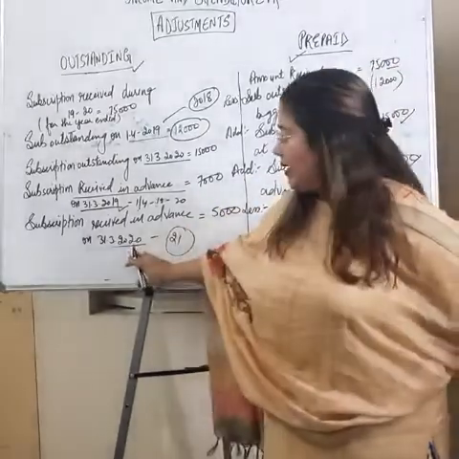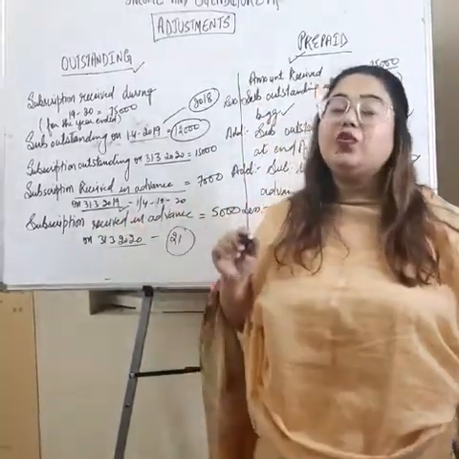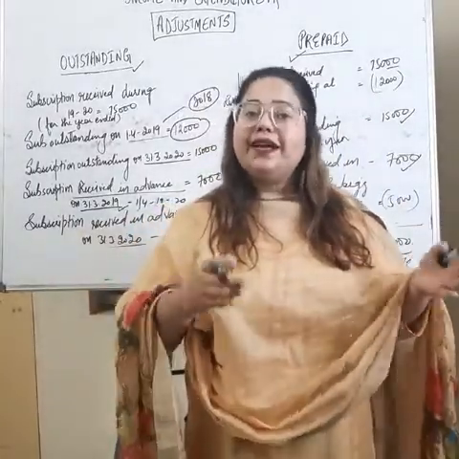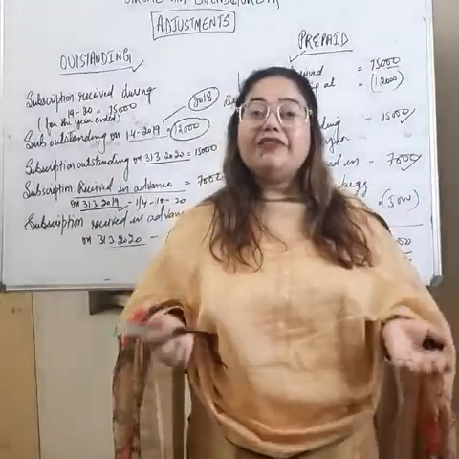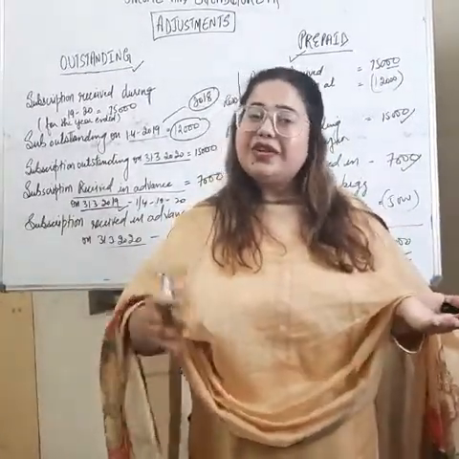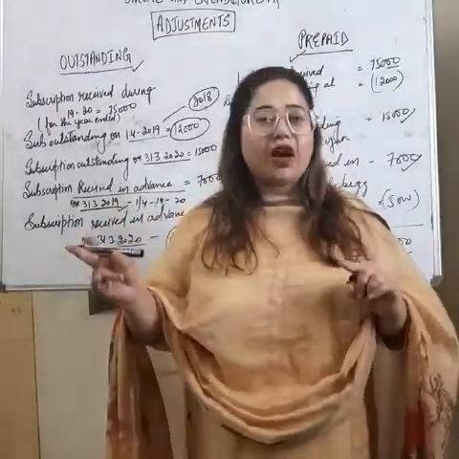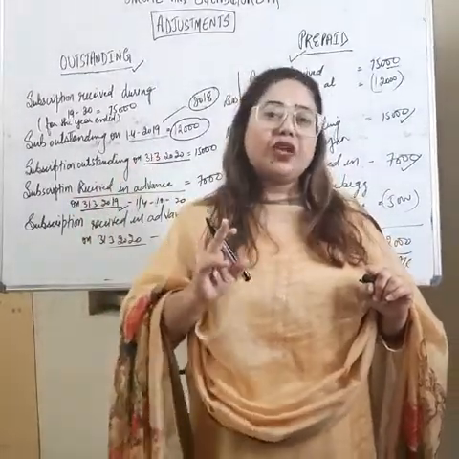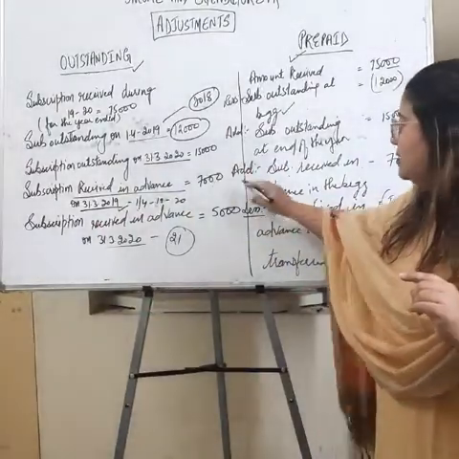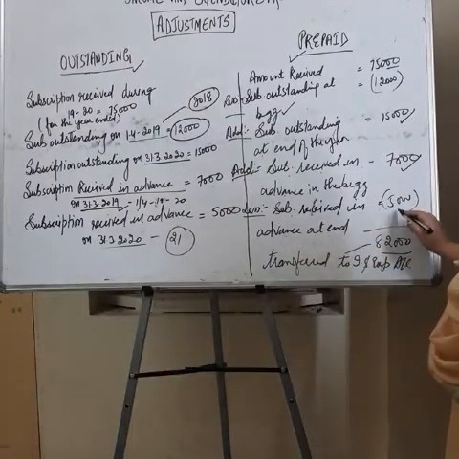Now the last point says subscription received in advance on 31/3/2020, means subscription received in advance at the end. Again, if I am receiving any amount at the end of the period, then it means this is related to next year. If it is related to next year, then I will add this in 2021, not in 2020. So what do we have to do? We will deduct it by writing less subscription received in advance at the end, 5,000.